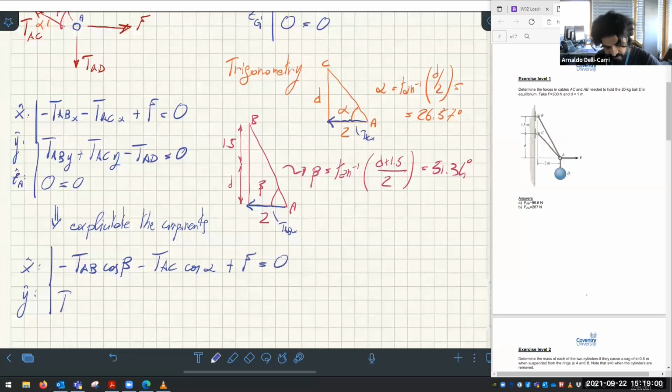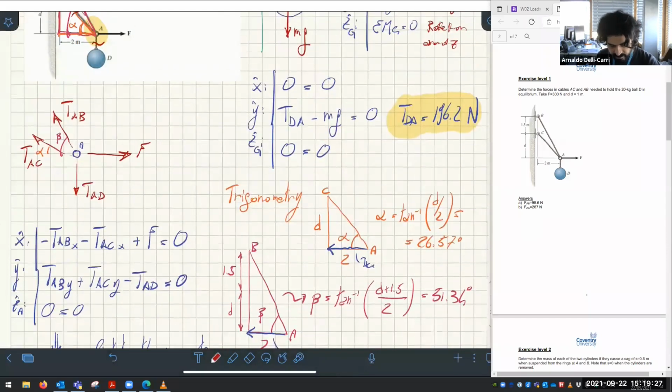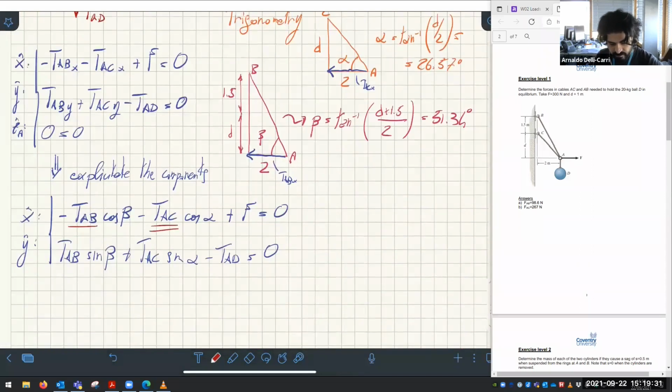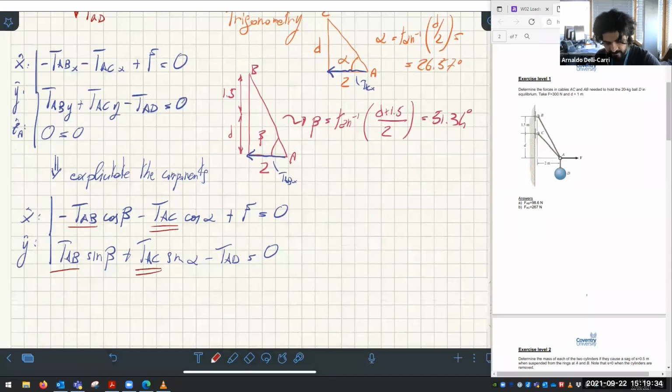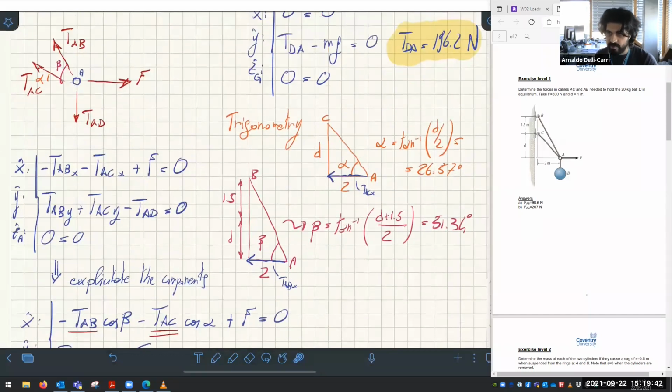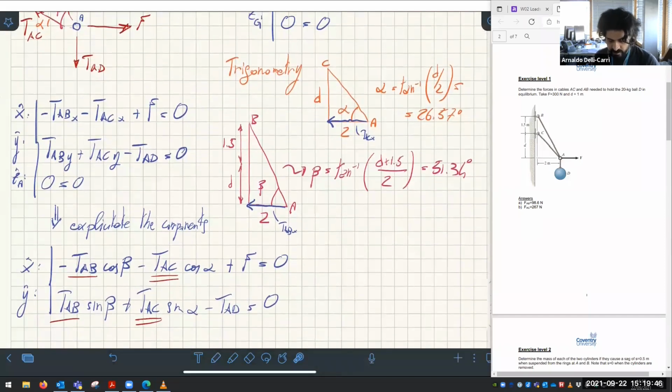And then we have TAB sine of beta plus TAC sine of alpha minus TAD equals 0. There you go. Now, how many unknowns do we have in this system here? TAB is unknown, TAC is the second unknown, F is given, it's 300 newtons. Alpha and beta we found here. These are just numbers. TAD was 196.2. Remember, TAD and TDA are equal and opposite. There you go. So it's two equations, two unknowns. So solve two equations, two unknowns.